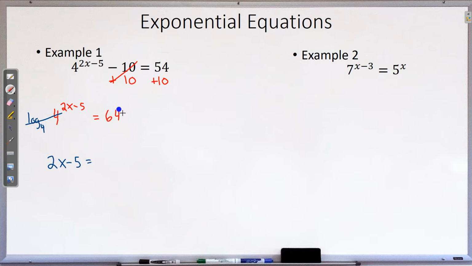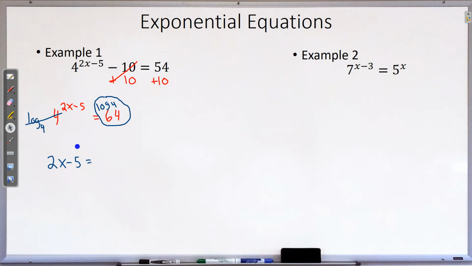Now, what happens on the other side? Well, if we log base 4 one side, we have to log base 4 the other side as well. Now this whole thing is just a number. So what is log base 4 of 64?